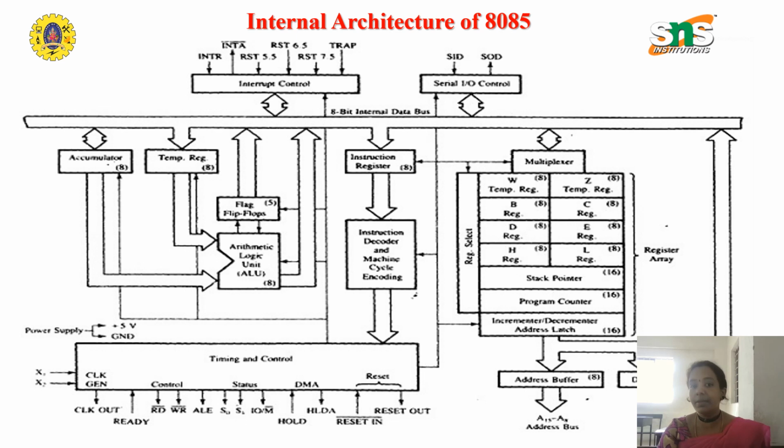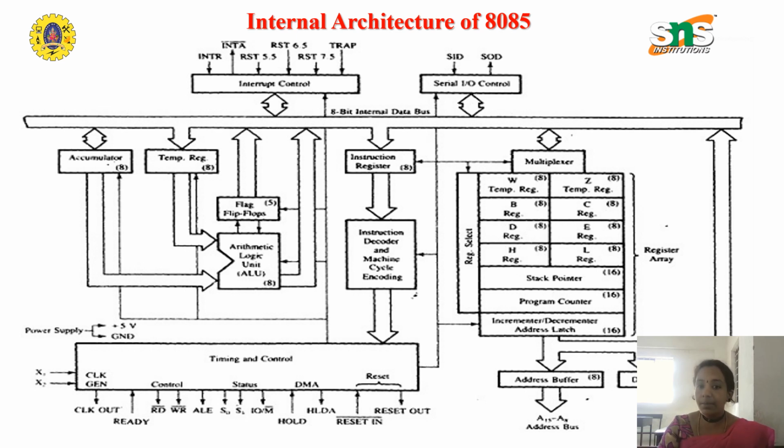INTA, which is nothing but the interrupt acknowledgement, RST 5.5, RST 6.5, RST 7.5, and the TRAP signal. So these are providing the interrupt to the device, stopping the interrupt, and acknowledging the interrupt. Then the serial IO control, which is the serial input data and the serial output data.